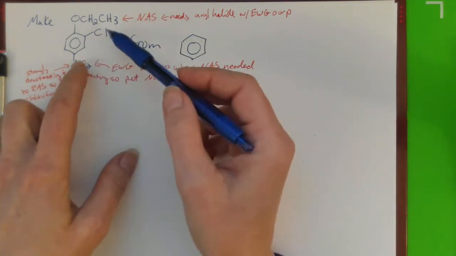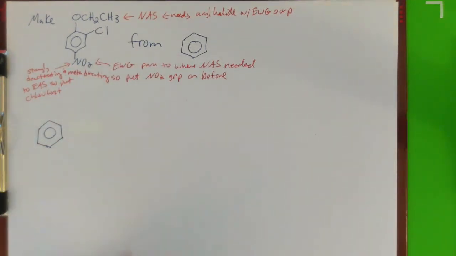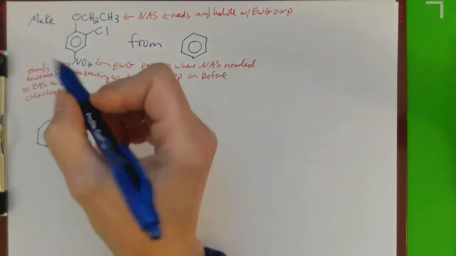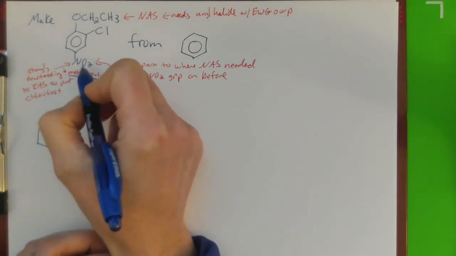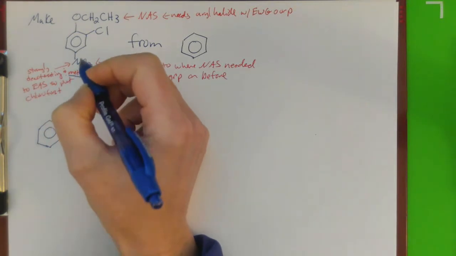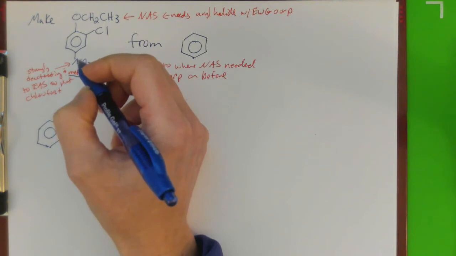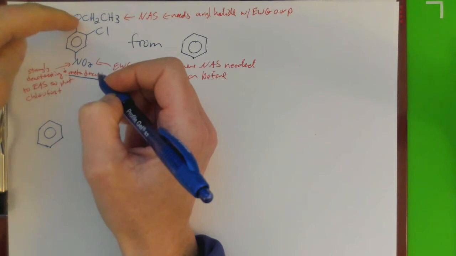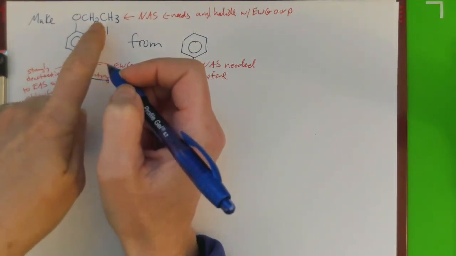Now, we've got these two pieces here. Who is going to go on first and second? Because this group here is meta directing, if I put on the nitro group first and then I go to add the halogen, it's going to be meta directing. Well, I need a halogen at this position, which is para. So I'm not going to put this piece on first. So I'm going to start with this.